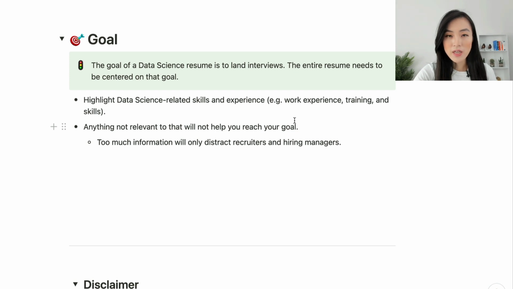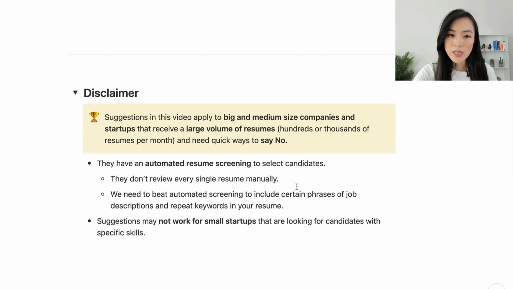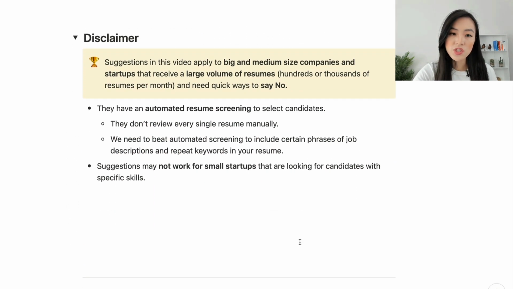With this goal in mind, I want to share with you a few general guidelines to make a great resume. But before we do that, I want to put out a disclaimer. The suggestions in this video apply to big and medium-sized companies and startups that receive a large volume of resumes, in the magnitude of hundreds or thousands of resumes per month, and they need quick ways to say no. Typically, those companies have an automated resume screening to select candidates. They don't review every single resume manually.